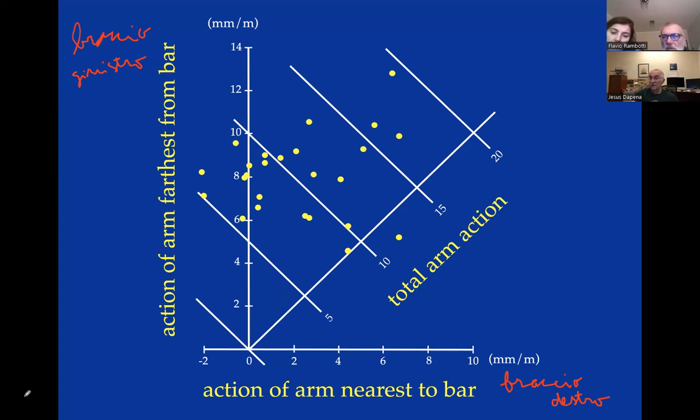So what I wrote here in red is only correct if they were all taking off from the left. And then in this diagonal direction, these values in this diagonal direction, that is the combination of both arms.